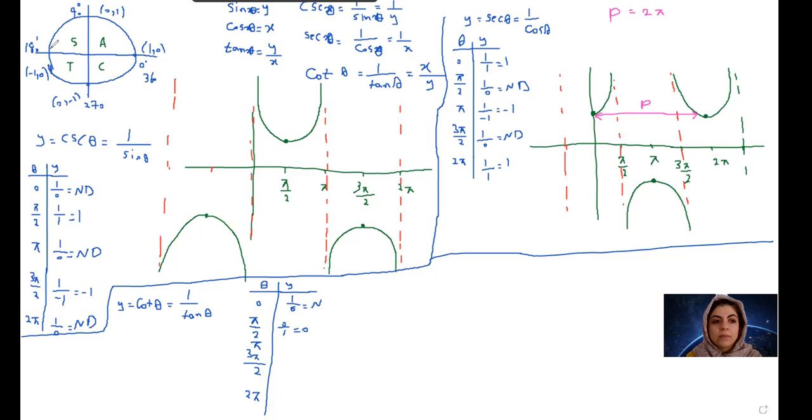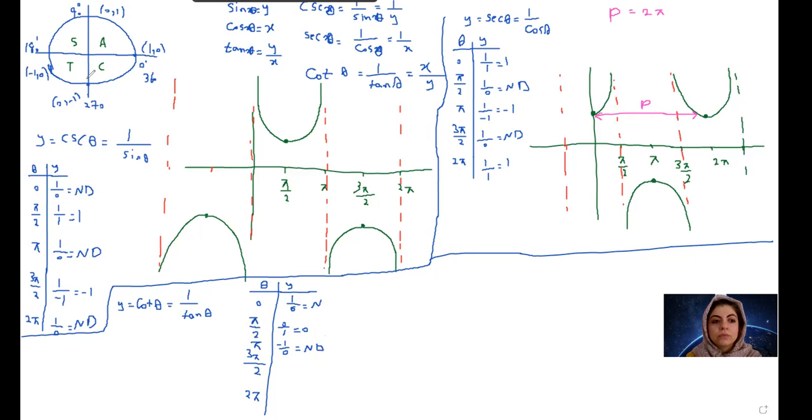Again, x over y component. What is it? X component over y component: negative 1 over 0, right? Negative 1 over 0, which is not defined. Tell me the next one.